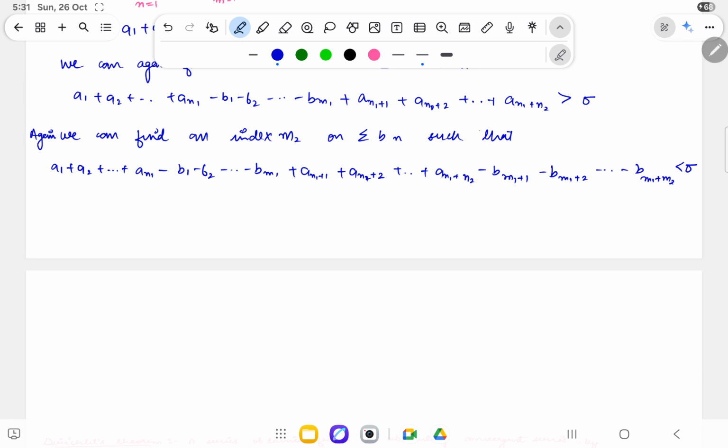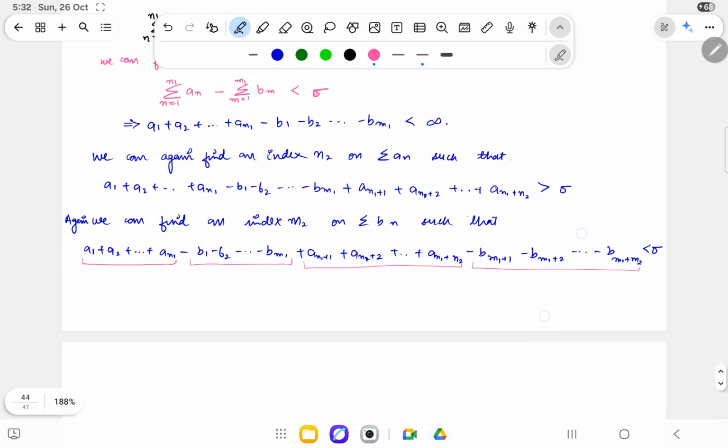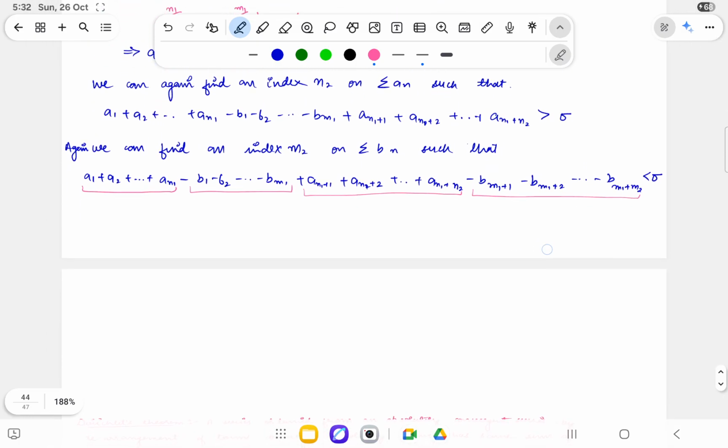So if you observe, we got a rearrangement that consists of the first n1 terms of a, then m1 terms of b, then n2 terms of a, and then m2 terms of b. While doing this, we are getting another rearrangement of the original series, because a and b come from the original series and we just rearranged the terms. So let's give it some names. Let's name this sigma n1, and this entire thing sigma n1 plus m1.